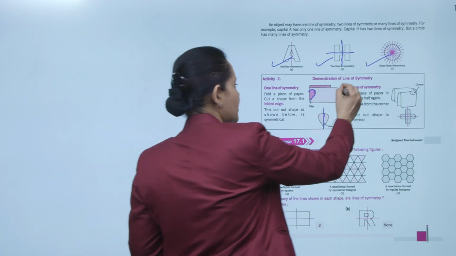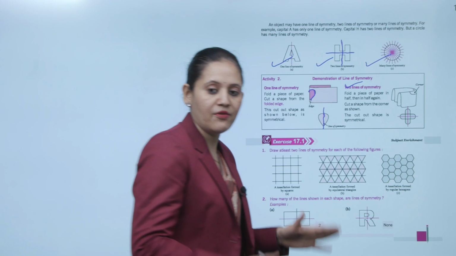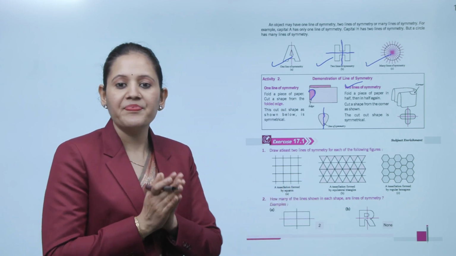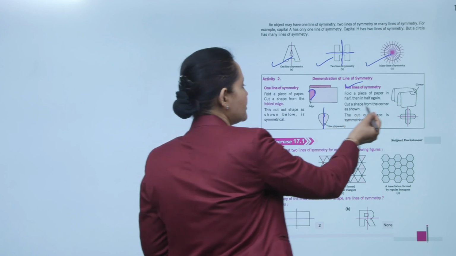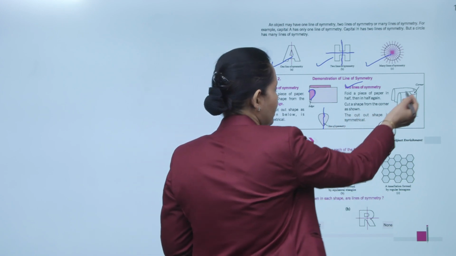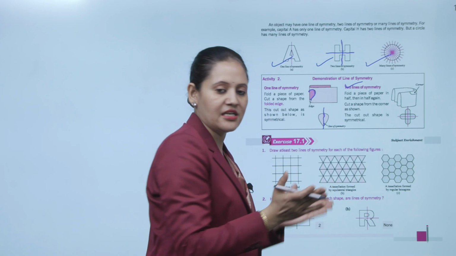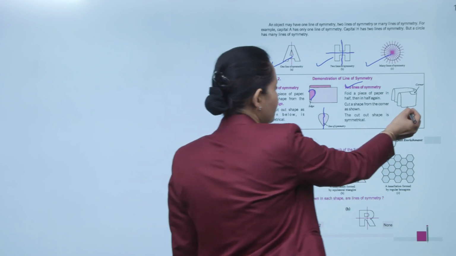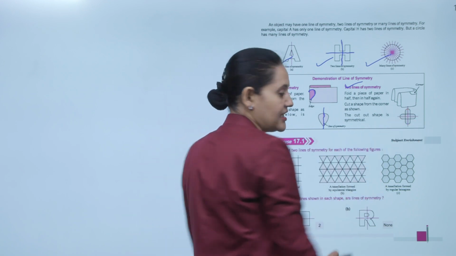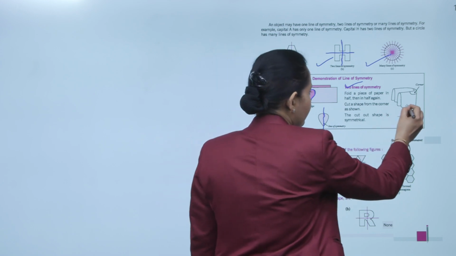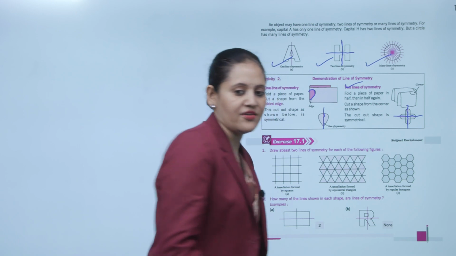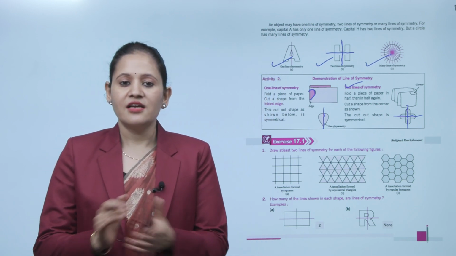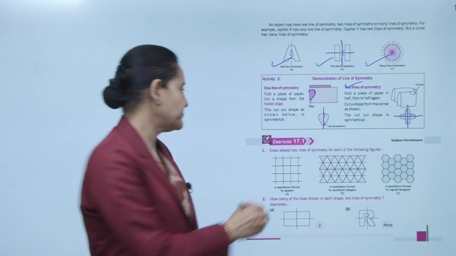Next, two lines of symmetry. Now what will we do? We'll fold the piece of paper in half, then in half again, two times. Cut the shape from the corner as shown, like this. When we open it, the shape will look something like this. It has two lines of symmetry: this vertical line and this horizontal line. Two lines of symmetry.